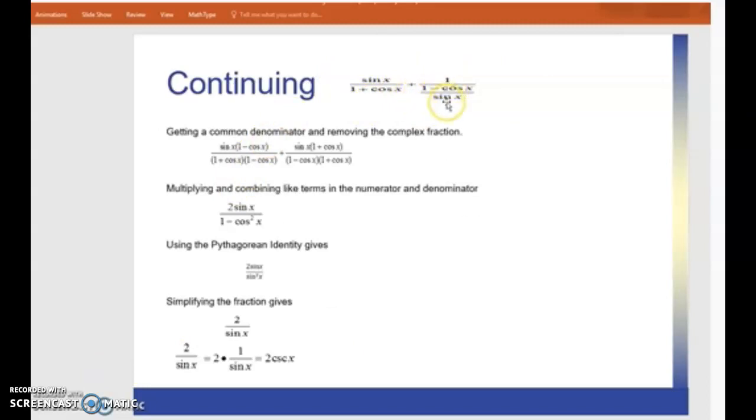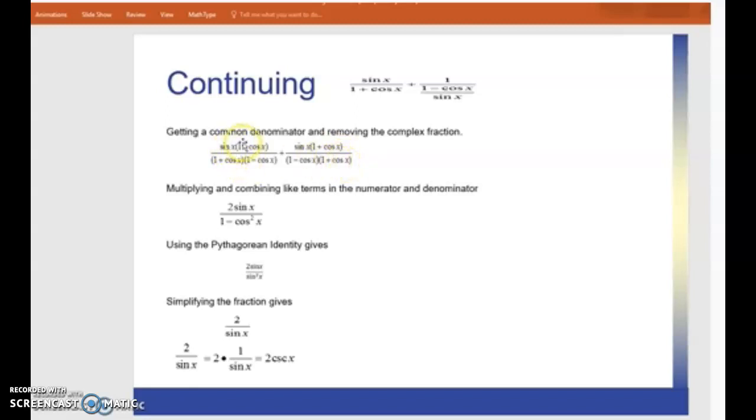Of course, here you have a complex fraction, so you would divide to remove it. That would just flip this when it goes to the top. So sine x is now in the numerator. 1 minus cosine of x is now in the denominator. So getting a common denominator for both fractions, it's going to be putting the two denominators together, 1 plus the cosine of x and 1 minus the cosine of x. Of course, if we multiply the denominator by something, the numerator has to be multiplied by the same amount.